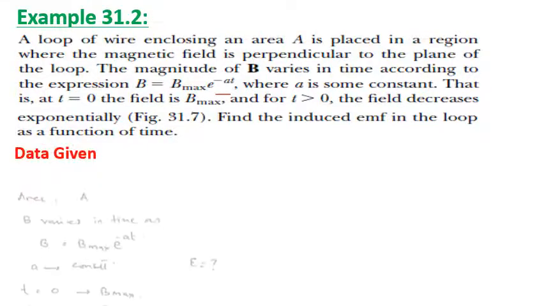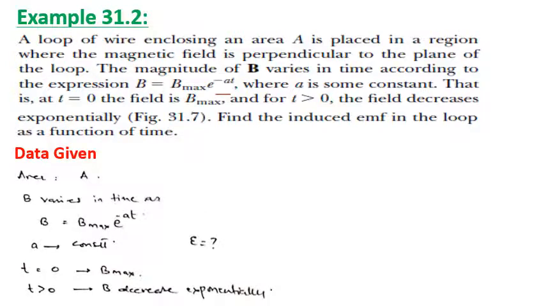So the given data is area, and the expression for B is given. a is a constant, at t equals 0 B is maximum, and for t greater than 0, B decreases exponentially, and we have to find induced EMF.